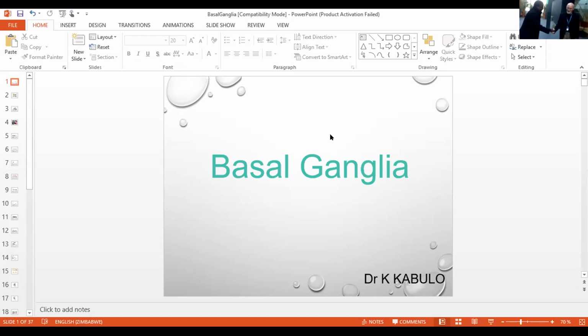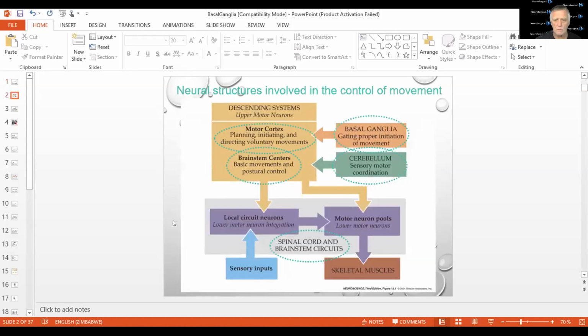I don't know if you can see my screen. Can you see my screen? We can see it. Yeah, we see the basal ganglia slide. Oh, there we go.